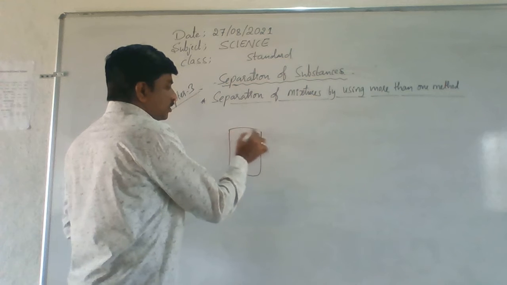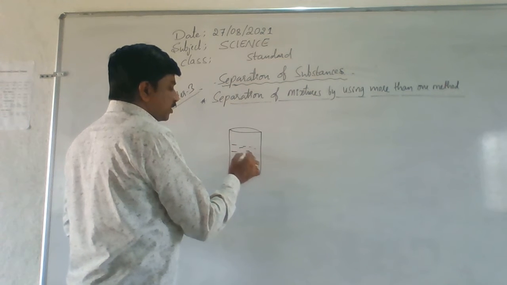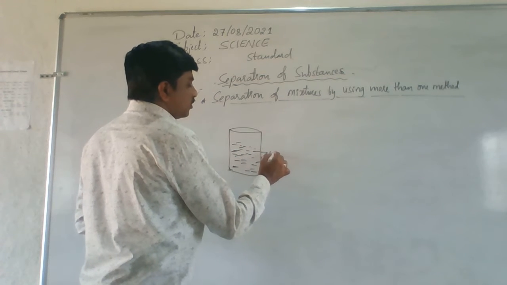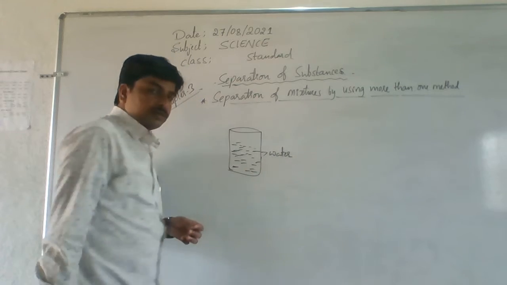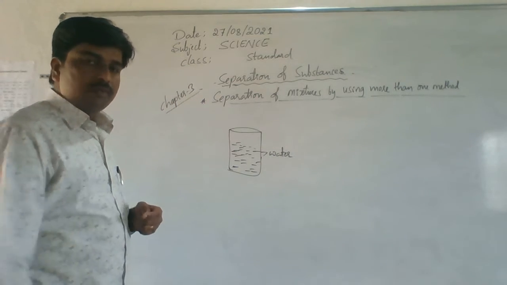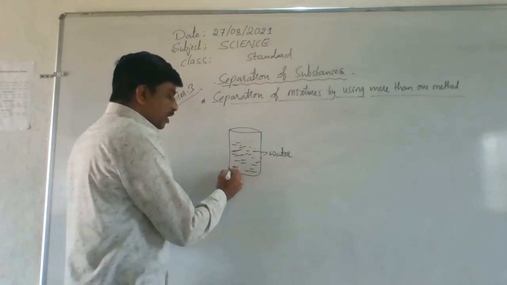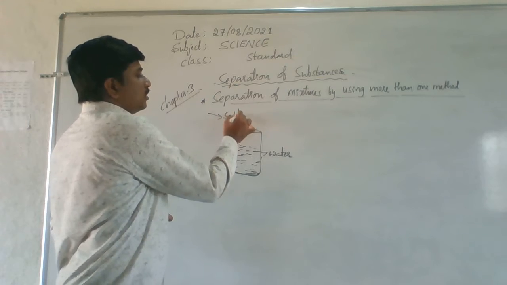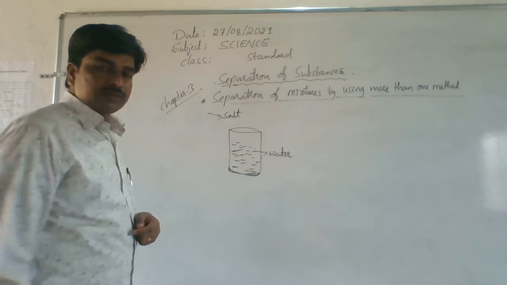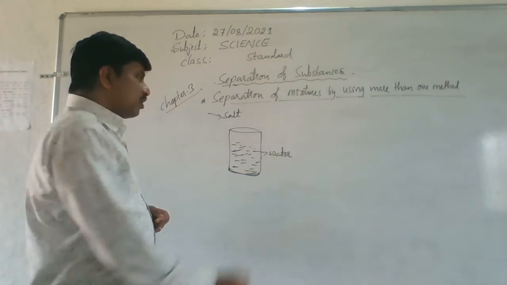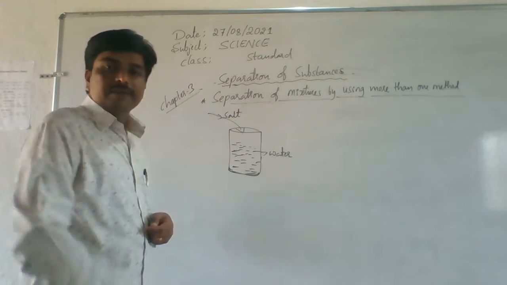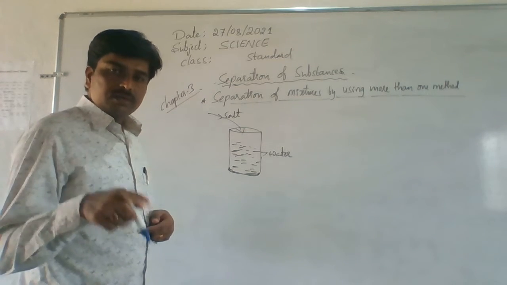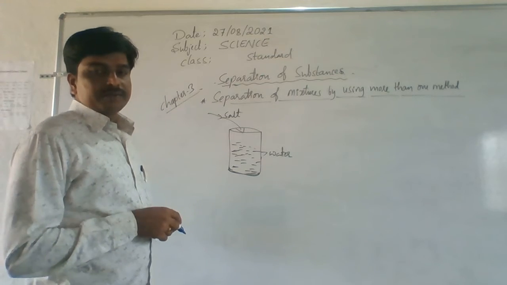Take a beaker and put water in it. Try to do this activity, it is very simple to do in your home. Take a beaker and water in it, and take salt, the common salt we use in our kitchen. Take that crystalline salt and pour it in the water and stir it well. What happens? The salt completely dissolves in water. Does it happen or not? Yes, salt can completely dissolve in water.